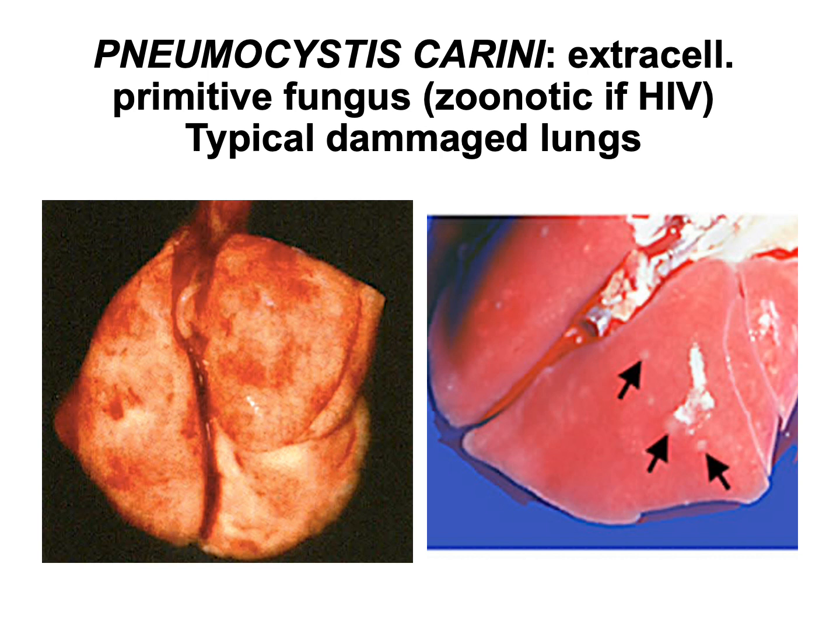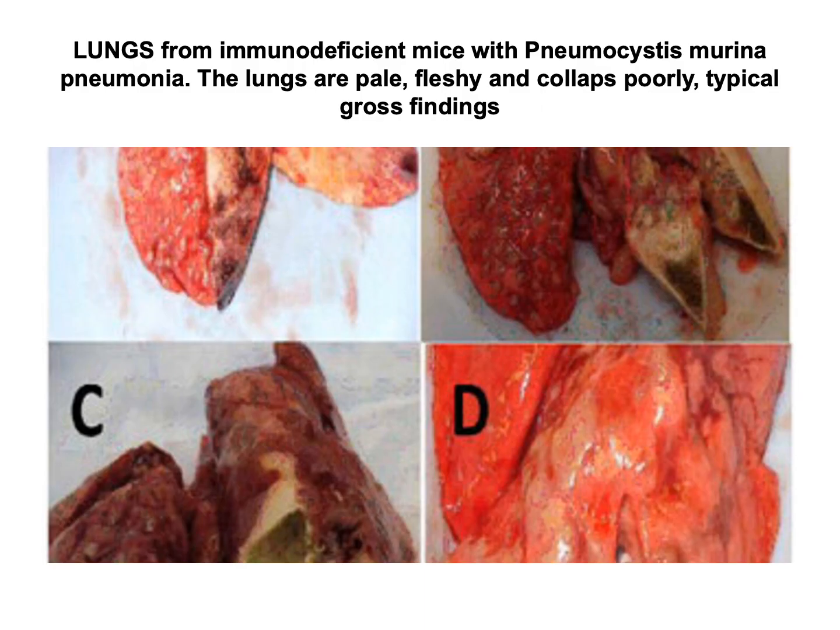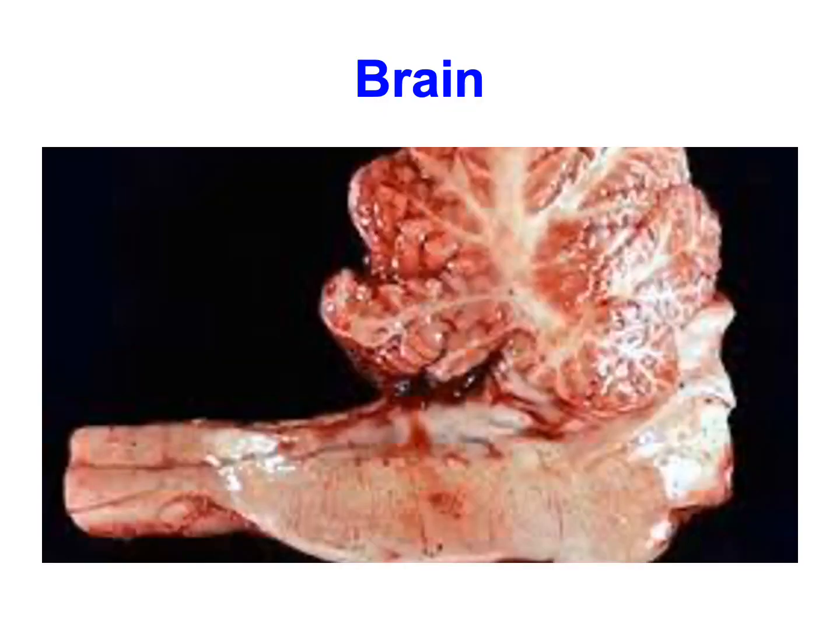On the left side and right side you can see typical damaged lungs caused by Pneumocystis carinii. And here you can see also lungs from immunodeficient mice with Pneumocystis murina pneumonia. The lungs are pale, fleshy, and collapse poorly, typical gross findings. And by the blood circulation, the brain can also be attacked, as you see in this picture.